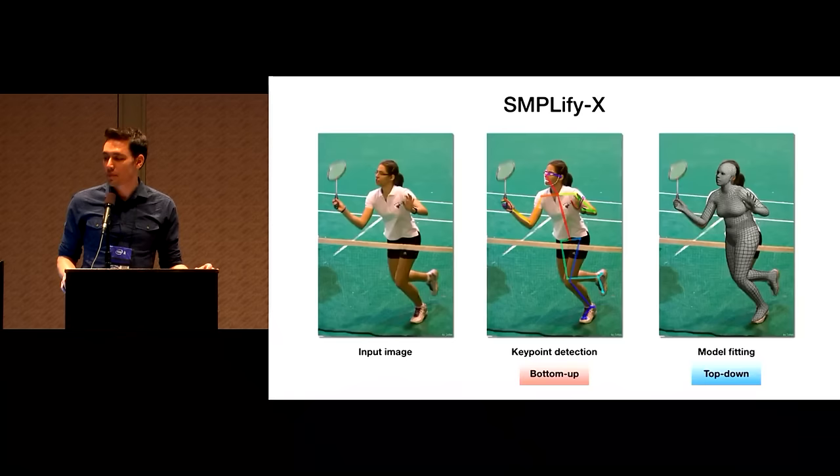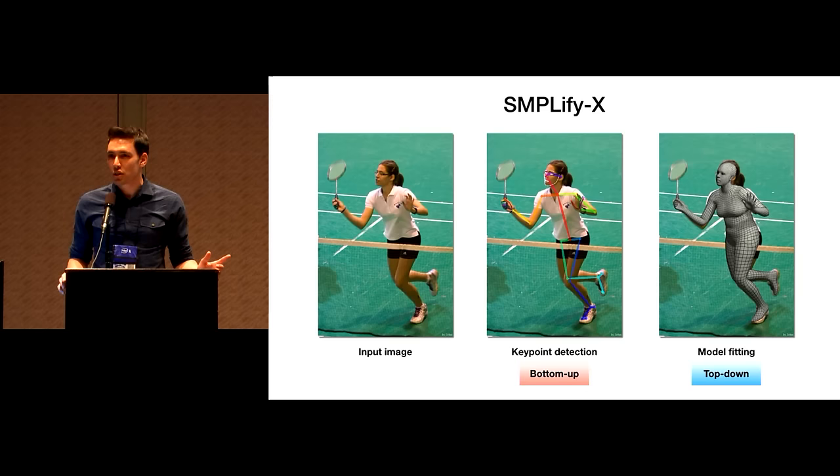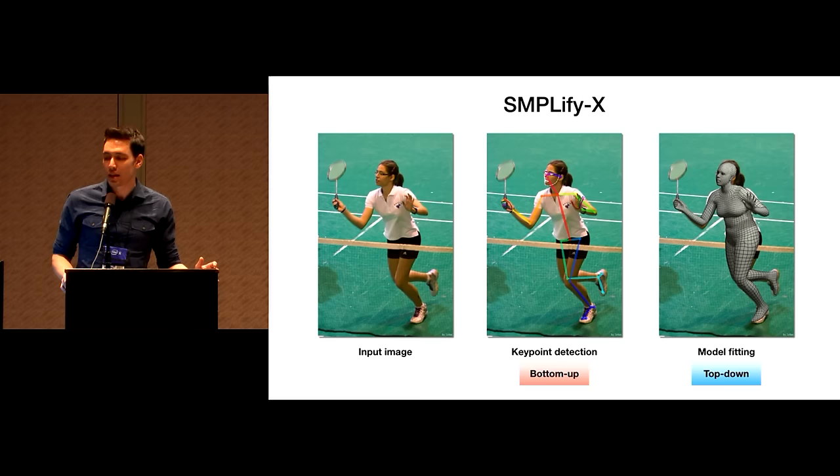Given our SMPL-X model, we formulate a method to estimate the model parameters directly from RGB images. Our method is based on SMPLify, and we call it SMPLify-X. Similar to SMPLify, we first detect 2D key points bottom-up, and then fit SMPL-X to them in a top-down manner. SMPLify-X improves SMPLify in all directions.